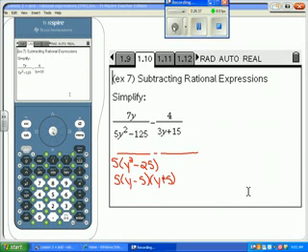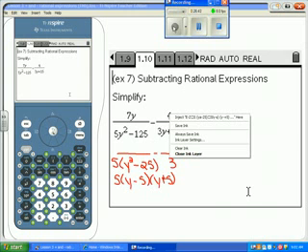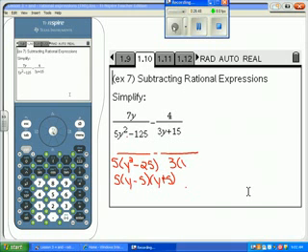All right, so let's look at the other denominator. GCF? So we get 3 times y plus 5.